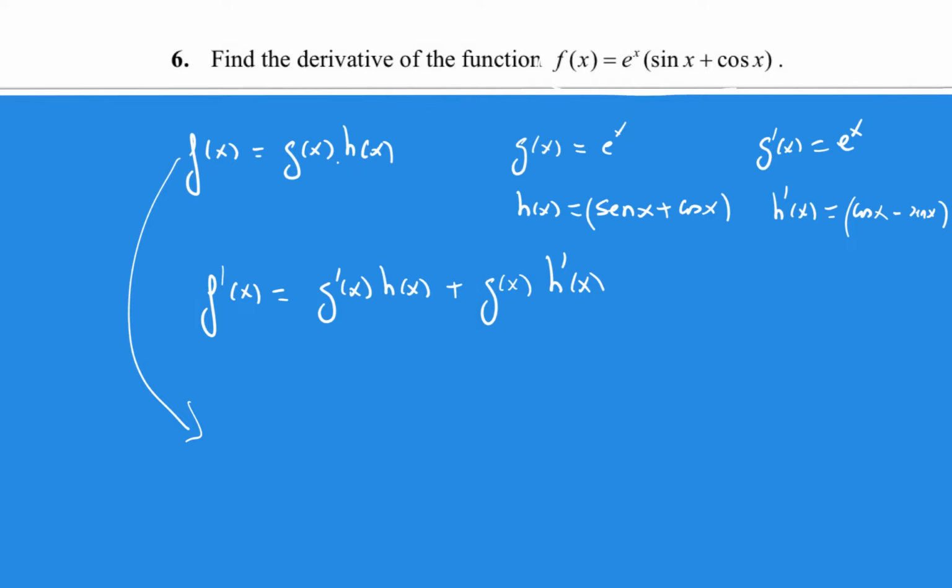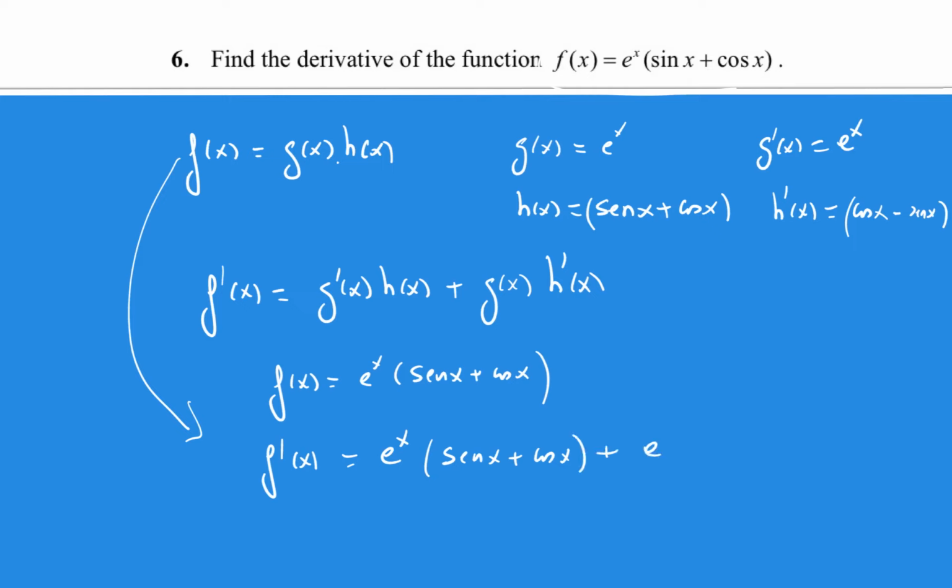The derivative of f of x, which is e to the x times sine of x plus cosine of x. The derivative f prime of x is the derivative of the first, e to the x, by the second, sine of x plus cosine of x, plus the first, e to the x, by the derivative of the second, cosine of x minus sine of x.